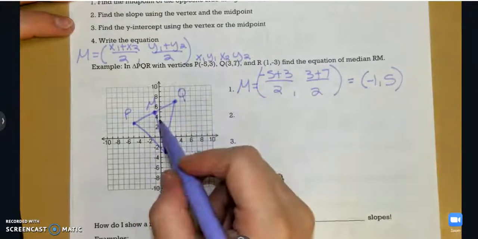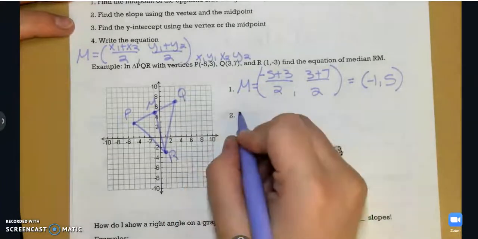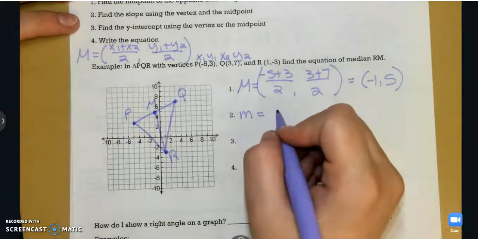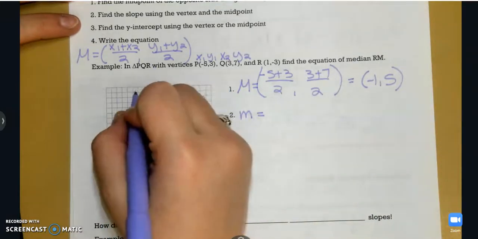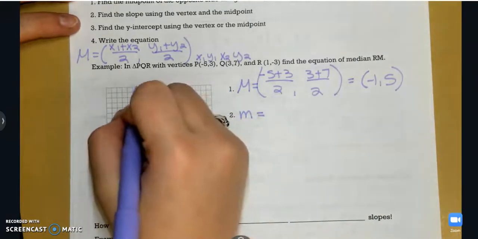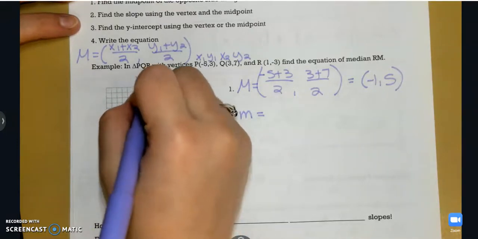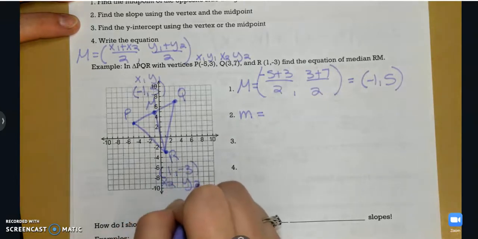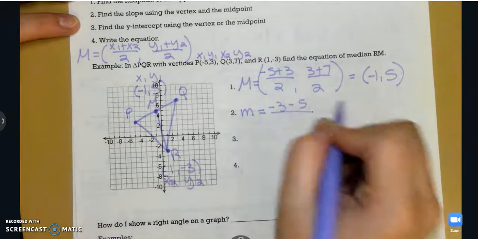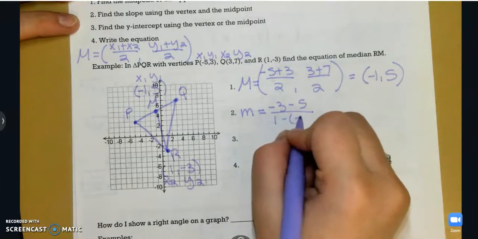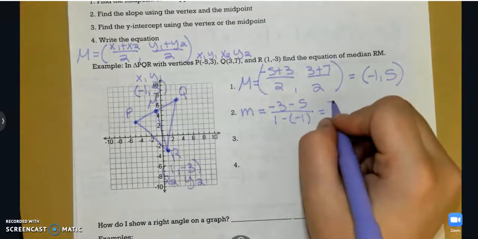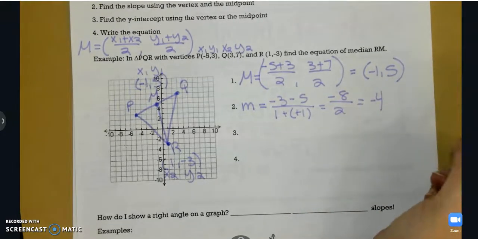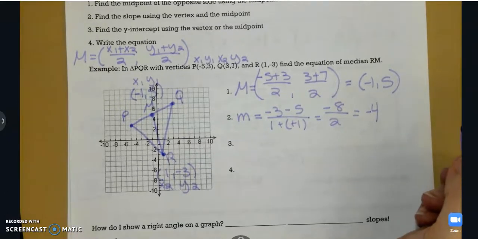Now we need to find the slope using our midpoint and vertex R. So our slope is going to be y2 minus y1. So let's let M be our, so I'm going to label that point -1, 5. Let's let that be x1, y1. And R is going to be our x2, y2. So -3 minus 5 over 1 minus -1. So that's going to be -8 over 2, which is -4. So there's the slope of our line. So that's step 2. Now we need to find the y-intercept.